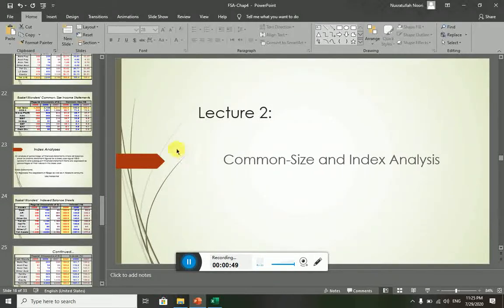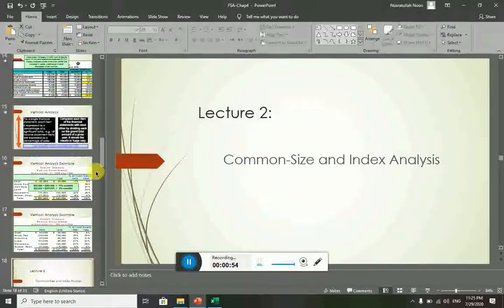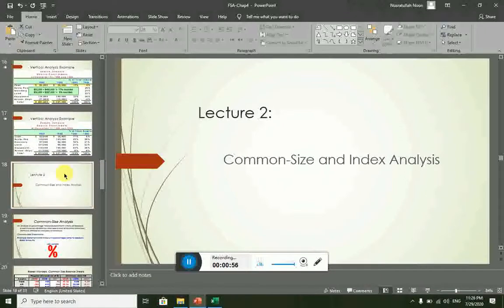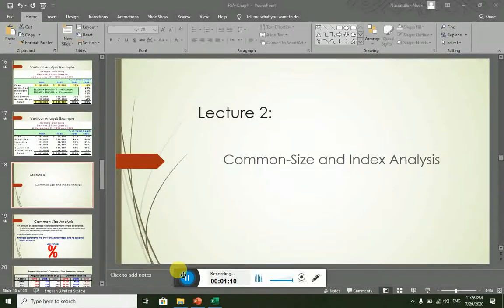So let's talk about what common size analysis is and what index analysis is. Remember that in our previous lecture we had discussion on two of the other financial statements analysis methods, which were horizontal analysis and vertical analysis. We had enough discussion on that, and now we'll start with the common size first.